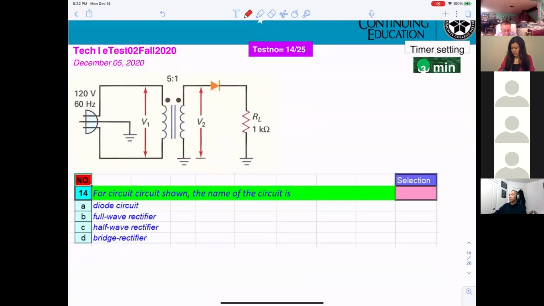Okay, for this circuit, the name, C. This number 14, half wave rectifier. Right, C. That's what I want. Every time you're looking into that, you can answer right away. So you can get into the point, what we want to train you for.